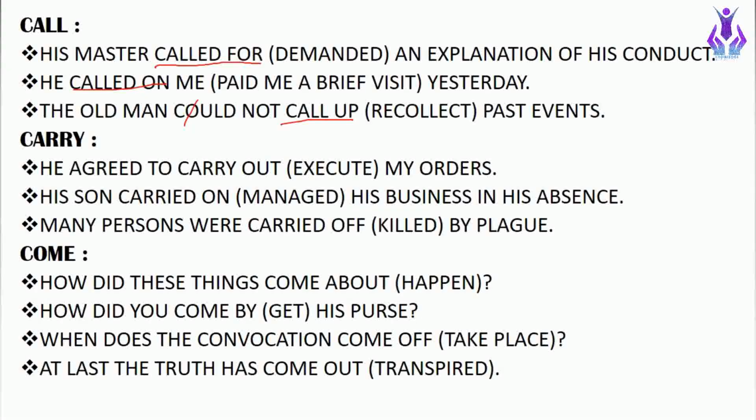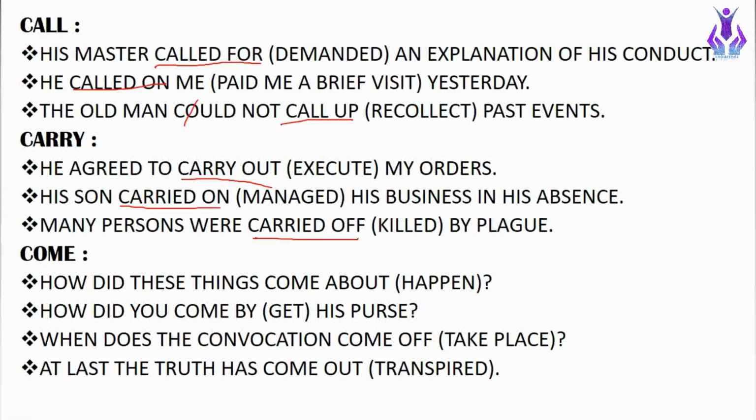The next word is carry. Carry can also be used in different idiomatic expressions. He agreed to carry out my orders. So here carry out means execute. His son carried on his business in his absence. So here carried on means managed. The next is, many persons were carried off by plague. So carried off means killed.